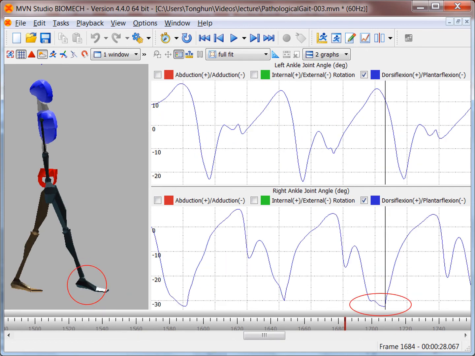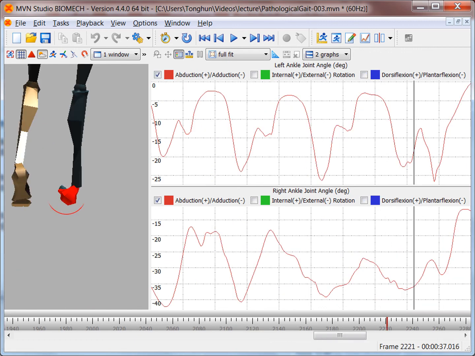This avatar makes the initial contact with a fixed plantar flexion. And you can see excessive plantar flexion at the initial contact in the graph on the right bottom. This is the excessive lateral foot contact. The two graphs are for abduction-adduction graph for the left and right ankle on the right top and right bottom, respectively. The excessive abduction is made at the initial contact on the right bottom graph.